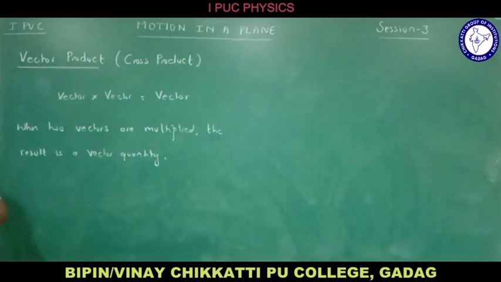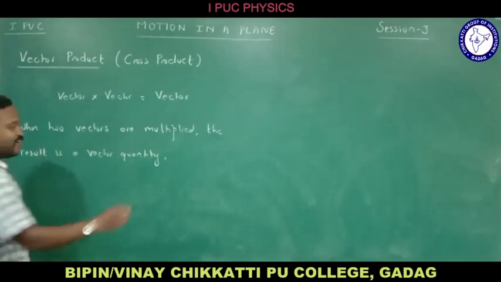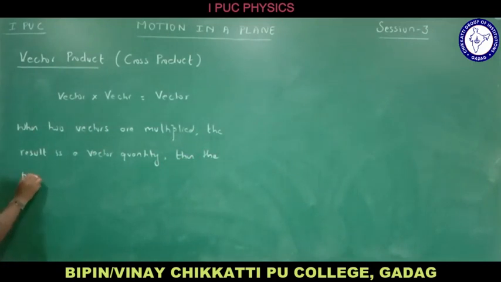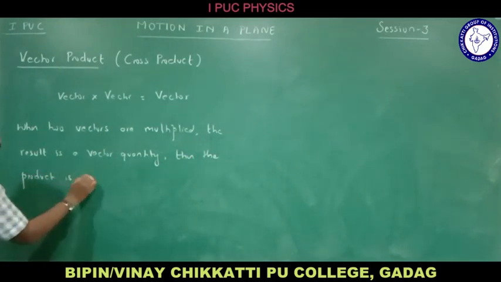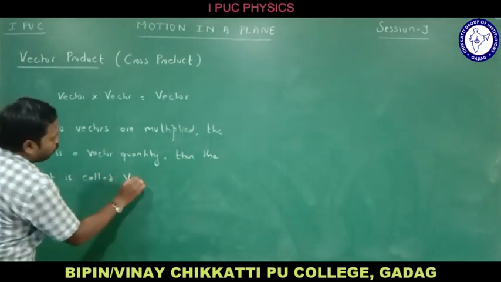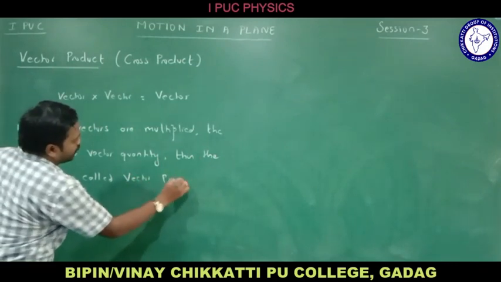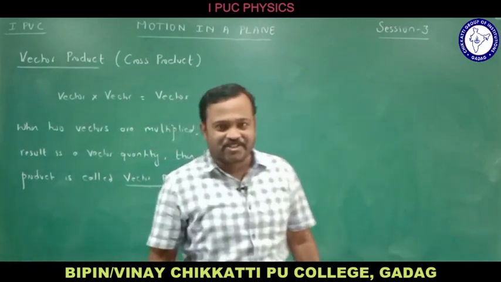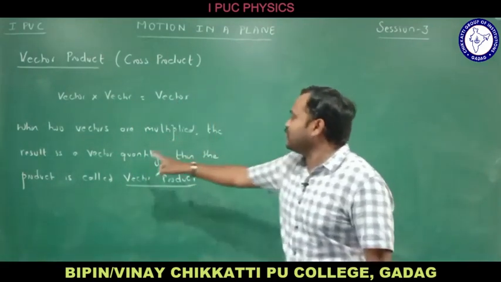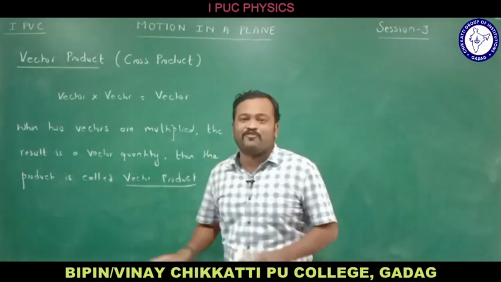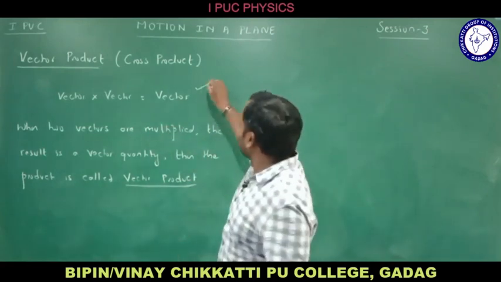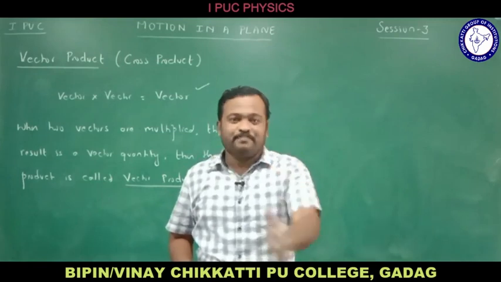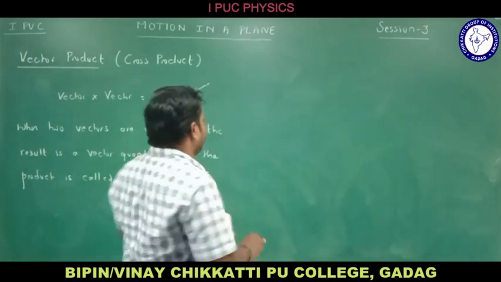See here, when two vectors are multiplied, the result is a vector quantity, then the product is called vector product. So this is about what is vector product. When two vectors are multiplied, the result is a vector quantity, then the product is called vector product, right? If you multiply a vector with a vector, if the result is a vector, then it is called a vector product. Let us take it diagrammatically here.